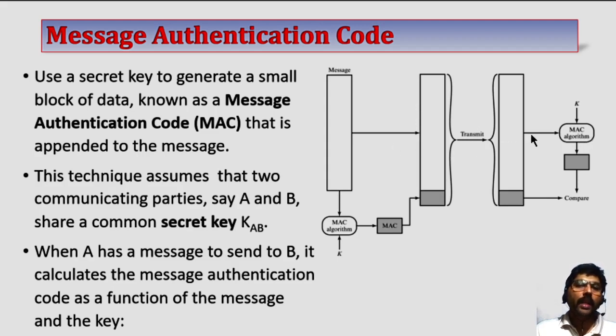In this technique, we assume that both parties, the sender as well as the receiver, use the same secret key, that is KAB. Here party A and party B share a common secret key that is called KAB. When party A wants to send some message to party B, first it will calculate the message authentication code.